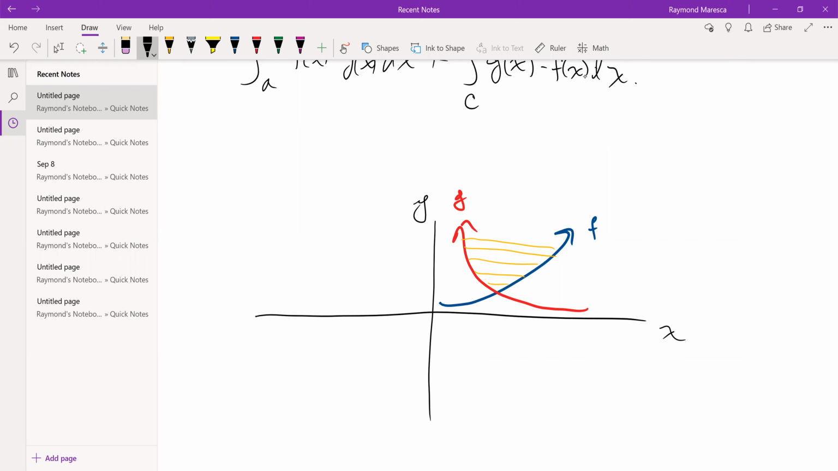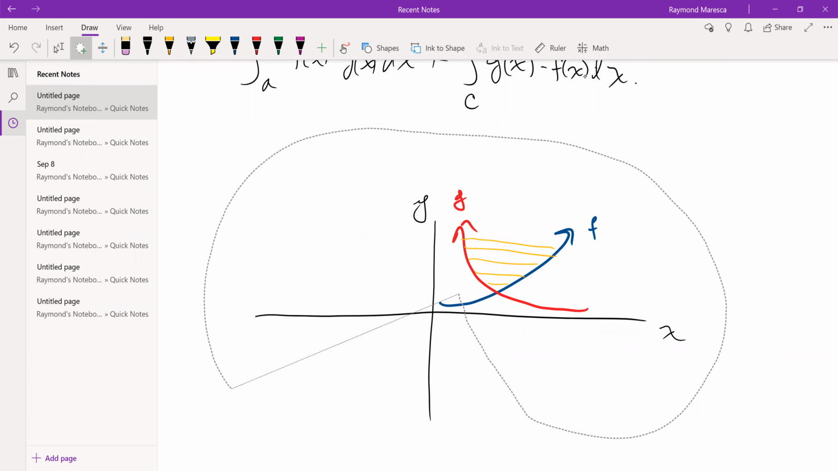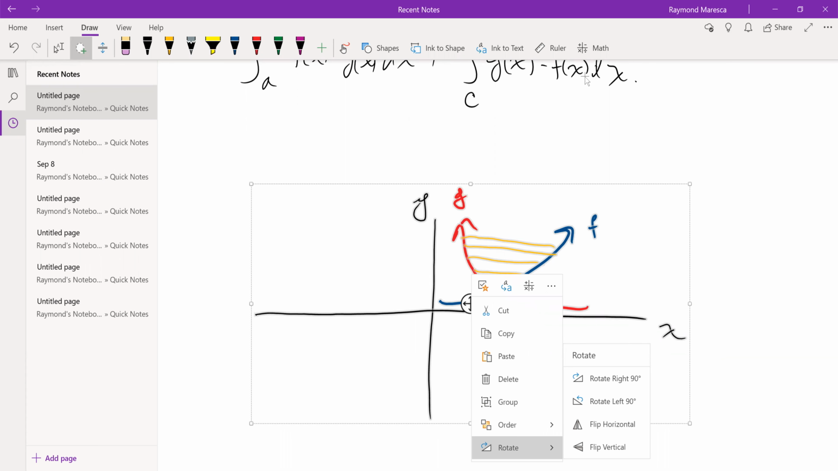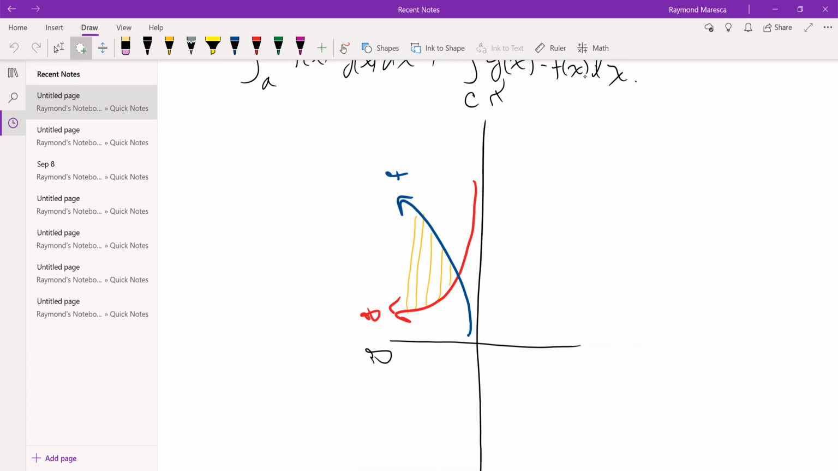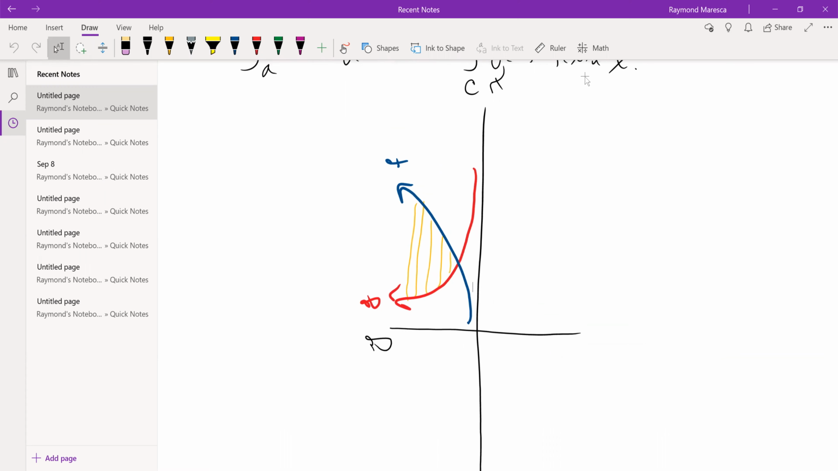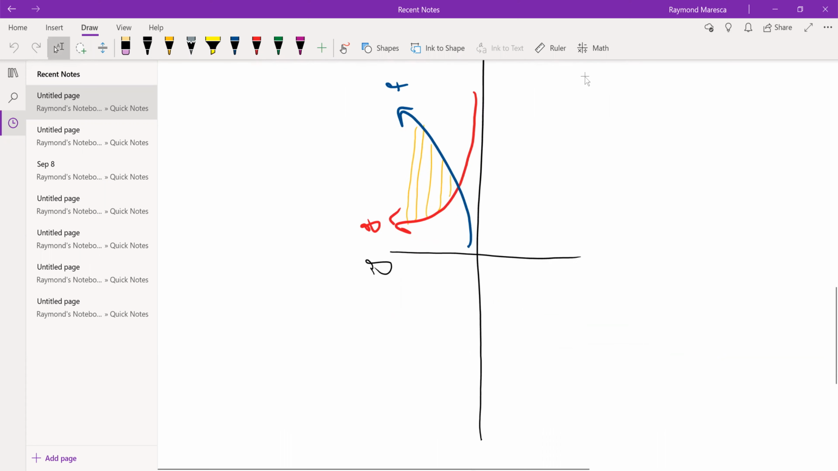But one way that we can possibly think about doing it is by looking at these two functions not as functions of x, but as functions of y. So what does that mean exactly? Well, what that means is that we can rotate this graph. We could rotate it left. So now the y-axis is the horizontal and the x-axis is the vertical. So here we have that this function is going from some points on the y-axis now, c, up to d.